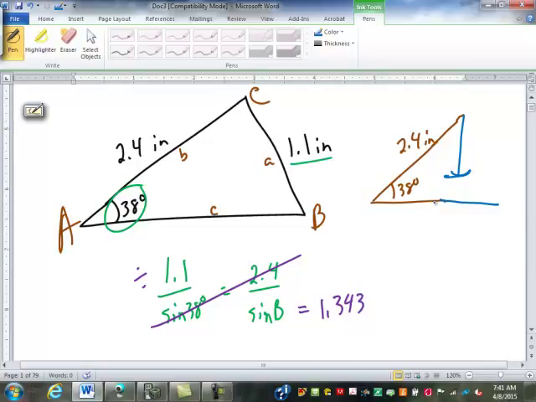So it can't be done. What's that? I'm saying if this is 38 degrees here, and this is 2.4, this side, 1.1 inch, is not long enough to reach back down here to this. The minimum it could be is if this came down and formed a right angle, and it's not long enough to even reach it at a right angle. So it's just too short. So it's not really a triangle. It doesn't work.